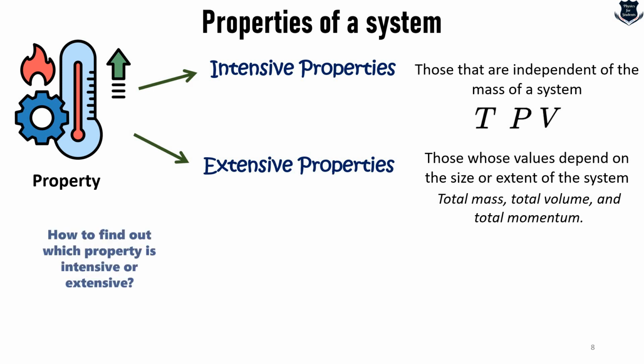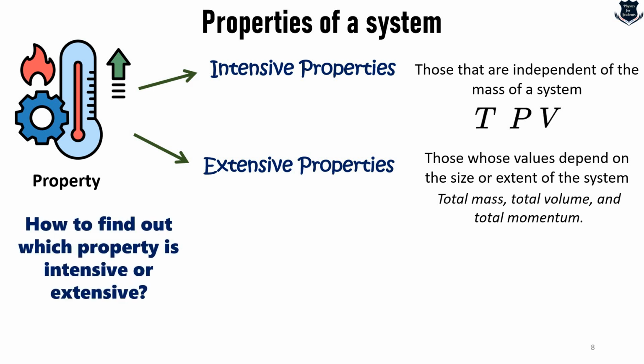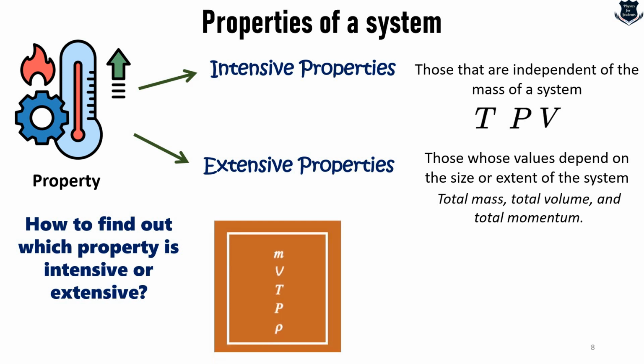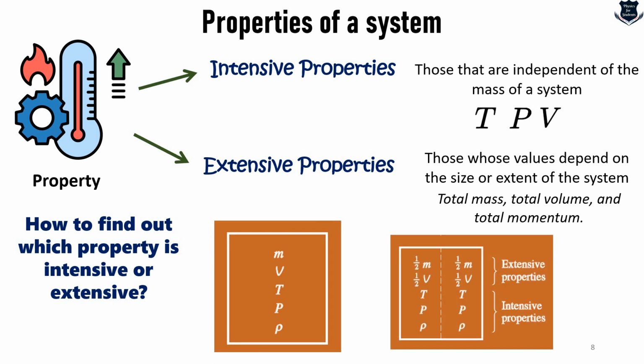Now the question is how do we find out which property is intensive and which is extensive, and there is definitely a way out of that, and we will look into that. How do we determine all those? So we will take this kind of a system, where you see the mass is denoted by small m, V, T, P and rho, and these are the extensive properties and intensive properties. What do we mean by this kind of a figure? I will just show you in the next part of the video.